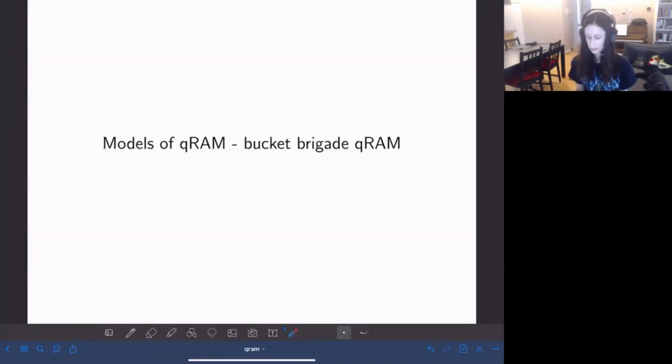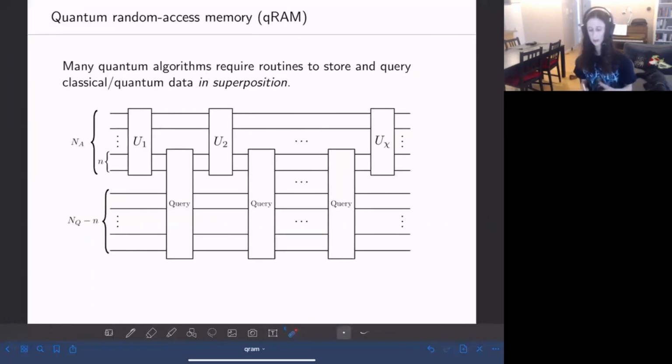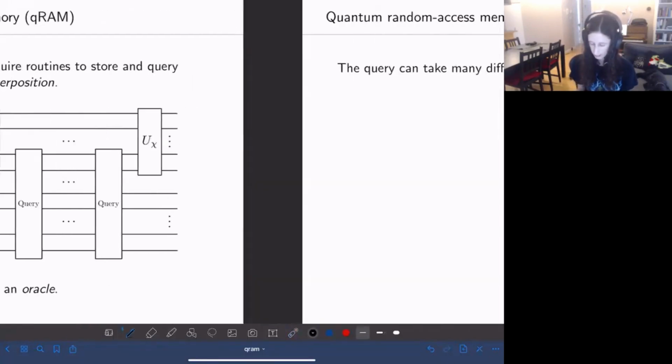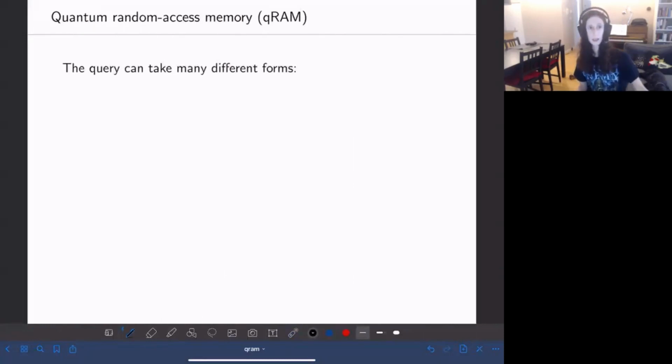So let's talk about qRAM and what it is at a more fundamental level. Essentially, you need a qRAM in situations where you have a quantum algorithm that requires you to either store or query or both classical or quantum data in superposition specifically. So you'll have some algorithm, applying a unitary, and then maybe it makes a query to the qRAM. So essentially the qRAM is like an oracle. Now what that query actually looks like when you write it down could be one of many different things.